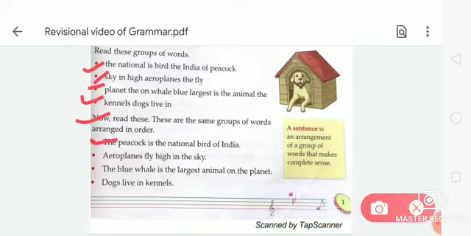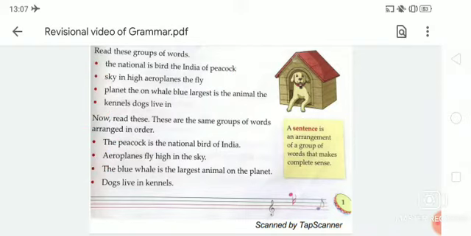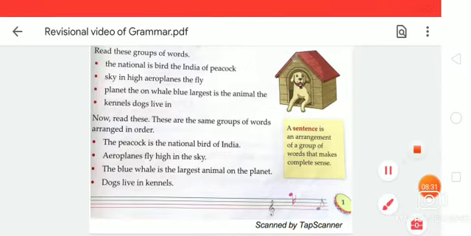So just like this, first, the peacock is the national bird of India. It makes sense. This given sentence makes sense: the peacock is the national bird of India. Second is, sky, in high aeroplanes the fly. No, it doesn't make any sense. So we must write this: aeroplanes fly high in the sky. Third, the blue whale is the largest animal on the planet. Fourth, dogs live in kennels. Just like this, you have to make many more sentences that make sense.